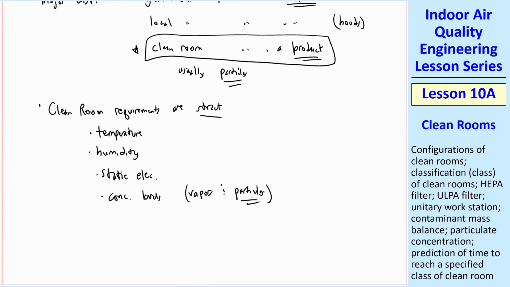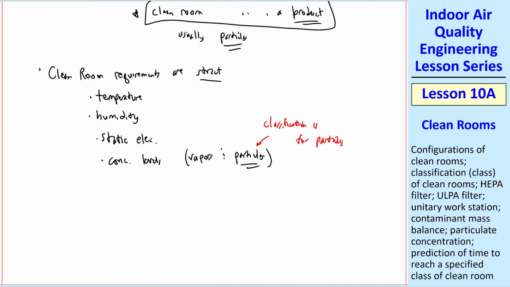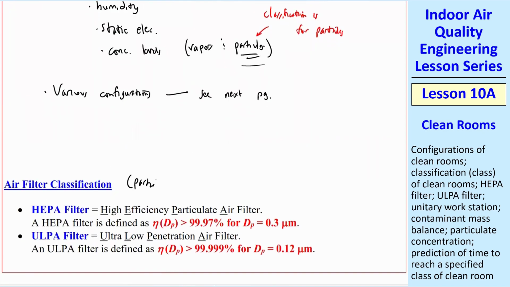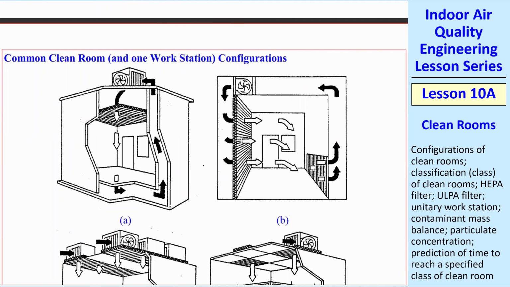In fact, clean rooms are classified by particles. There are various configurations. Since we're talking about particles, you've probably heard of these, especially now with some of the masks with COVID: HEPA filters and ULPA filters. Clean rooms often use very high efficiency cleaners.